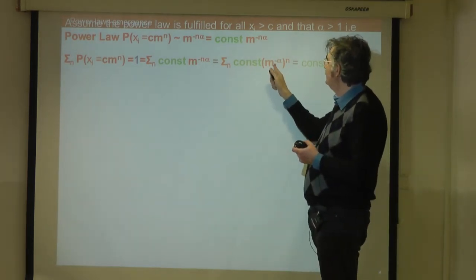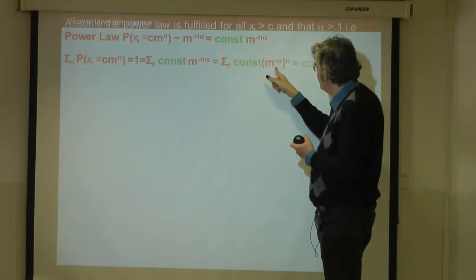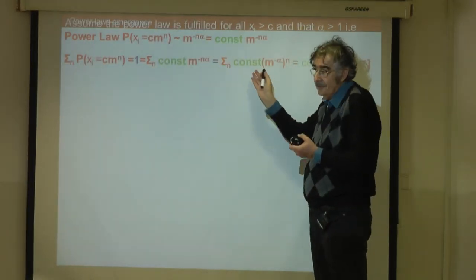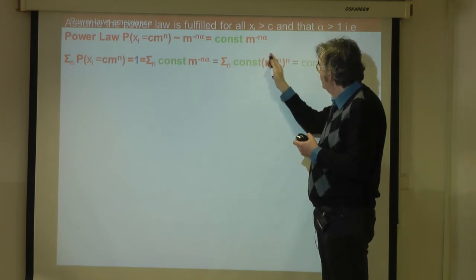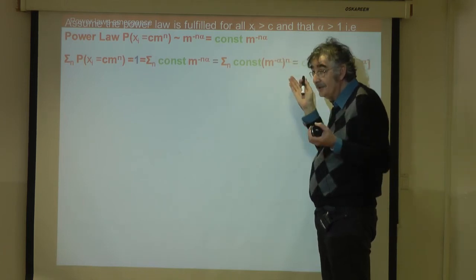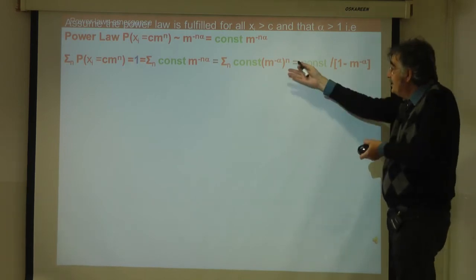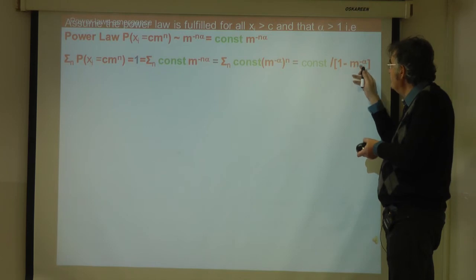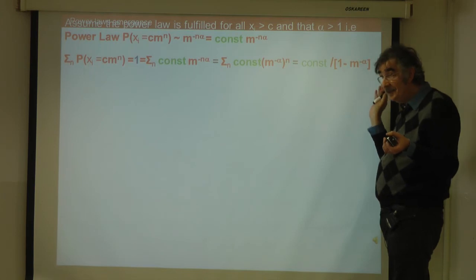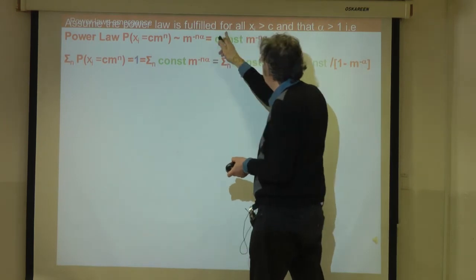Suppose that m to the minus alpha is x. This is x. And this sum, forget the constant now. The constant goes outside the sum, of course. If I call this x, the sum of x to the n, we computed it. We know what it is. It's 1 over 1 minus x. And since x is m to the minus alpha, it's 1 over 1 minus m to the minus alpha. Yes? Okay, good. But this has to be equal to 1, and this fixes the constant.